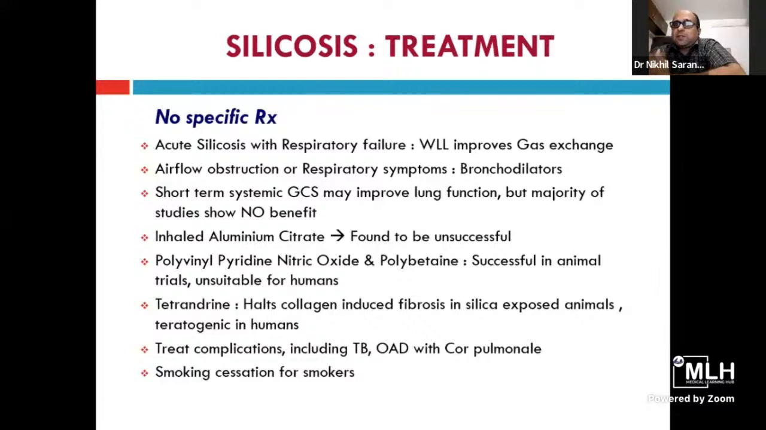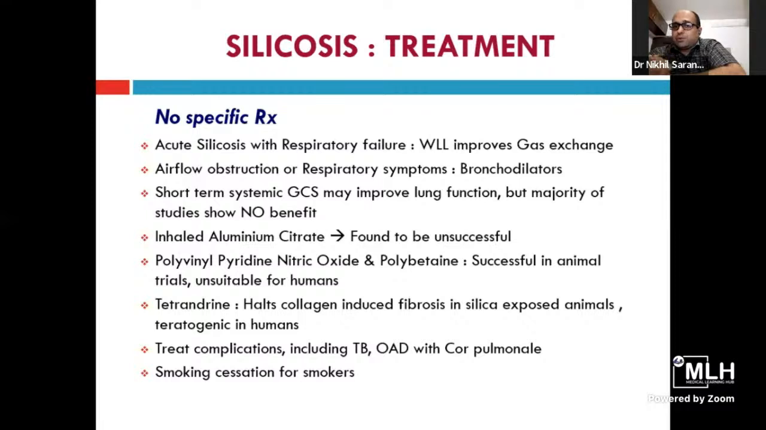There's no specific treatment for silicosis. Remember, you have to treat the airway obstruction mainly. However, if you have acute silicosis with respiratory failure, you may need to put the patient on mechanical ventilation, treat as a case of ARDS. Sometimes lung lavage has been known to improve gas exchange. You have to give bronchodilators for airflow obstruction or respiratory symptoms like cough or dyspnea, irrespective of whether your lung function is normal or abnormal.